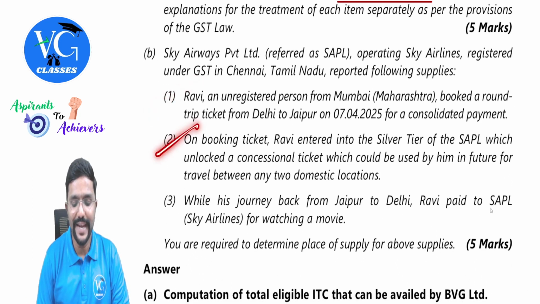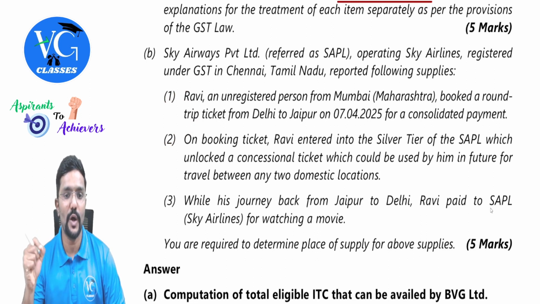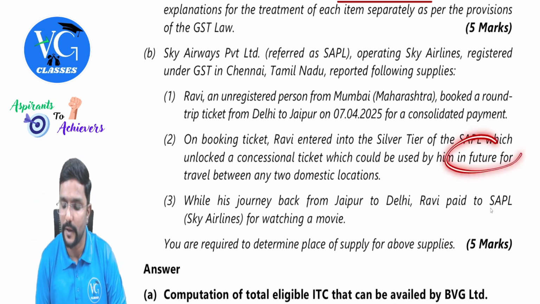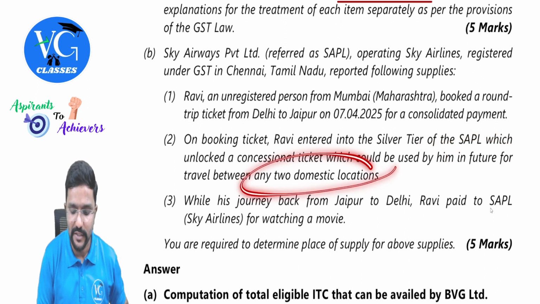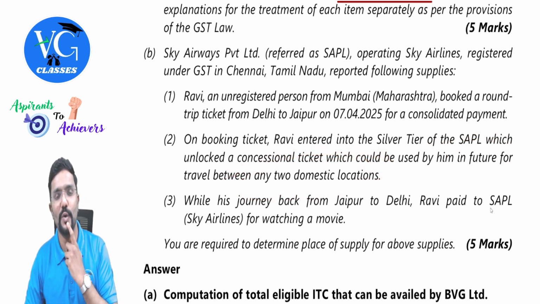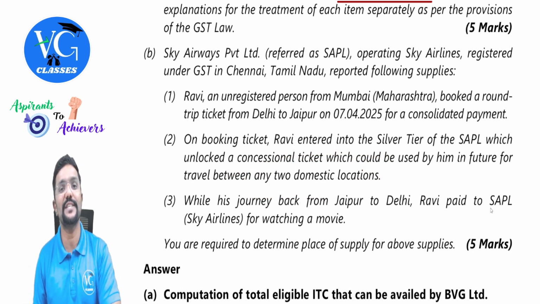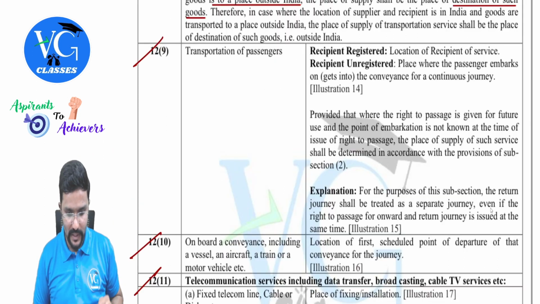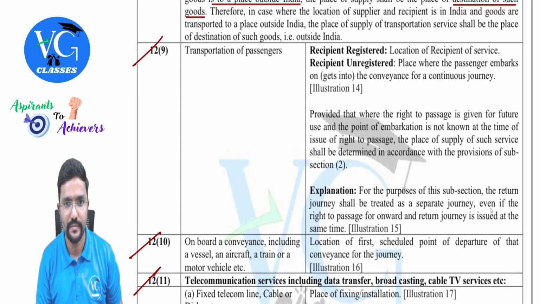Next, on booking ticket, Ravi entered into a silver tier of SAPL, which unlocked a concessional ticket which could be used by him in the future, for travel between any two domestic locations, which they didn't mention. So when the starting point is not known, then we need to decide place of supply as per subsection 2. Here only it is given proviso. Let me just read it once.